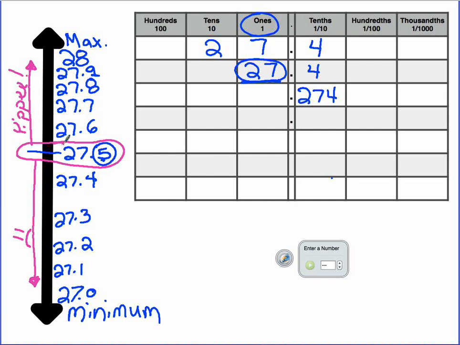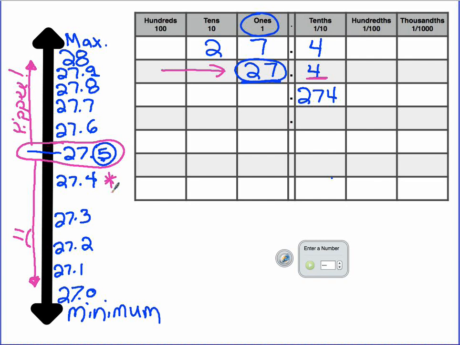Well, let's look at this. We have 27. What do we have right now? We have 27. If I was to look at this number, I have 27 and 4/10. Is he going to the finish line or is he starting over? He's going to start over. He didn't quite make it.